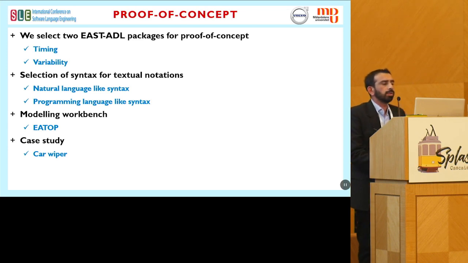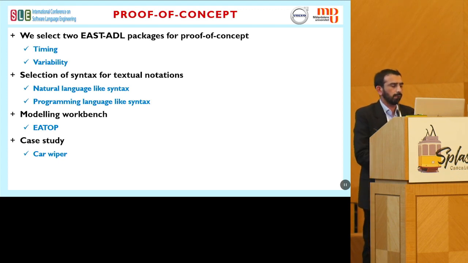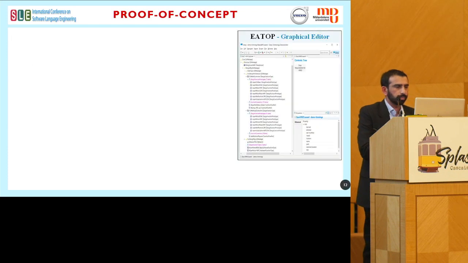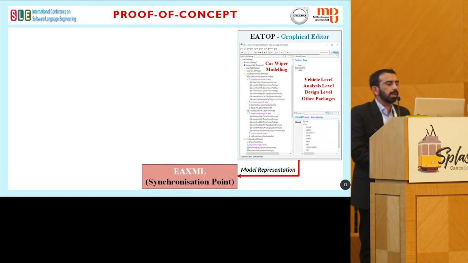So we use the EA-Top modeling workbench for proof of concept. It is the de facto development environment at Volvo. And finally, we use the car wiper case study for demonstration. So this is the interface of EA-Top here. System modeling can be done using different EAST-ADL packages. This is the car wiper model, and this can be represented in EXML.